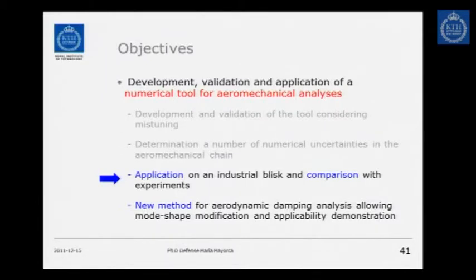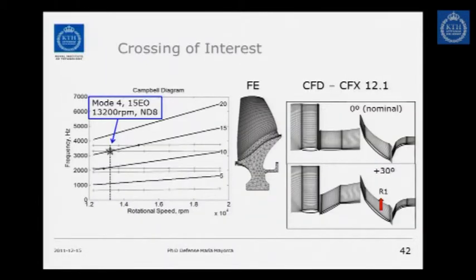So we go to the third objective here, application to an industrial case and comparison with experiments. We study here one specific crossing. This is mode 4, excited by the 15 engine order that comes from the 15 VIGVs upstream here at 13,200 RPM, which is not the design point, but we chose this because in the test it was a high amplitude case. And then it's excited at nodal diameter 8.